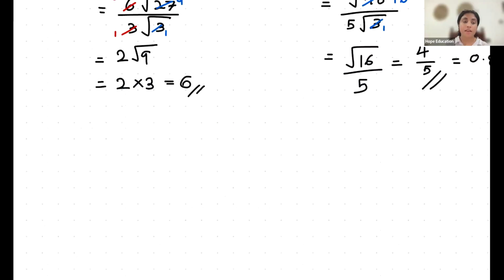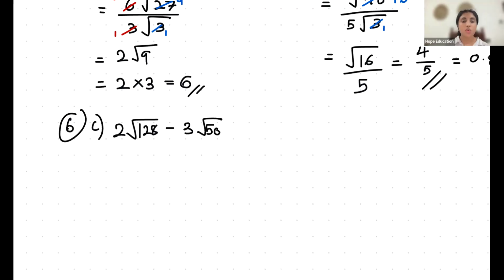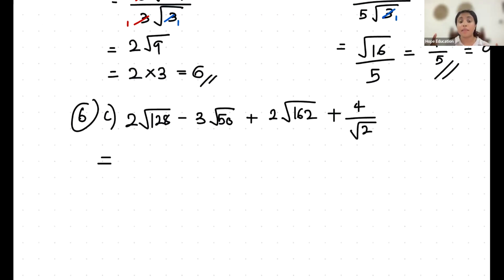For the 6th one, we have C. C is 2 root 128 minus 3 root 50 plus 2 root 162 plus 4 over root 2. Okay, now this is a complicated calculation where there are different elements.